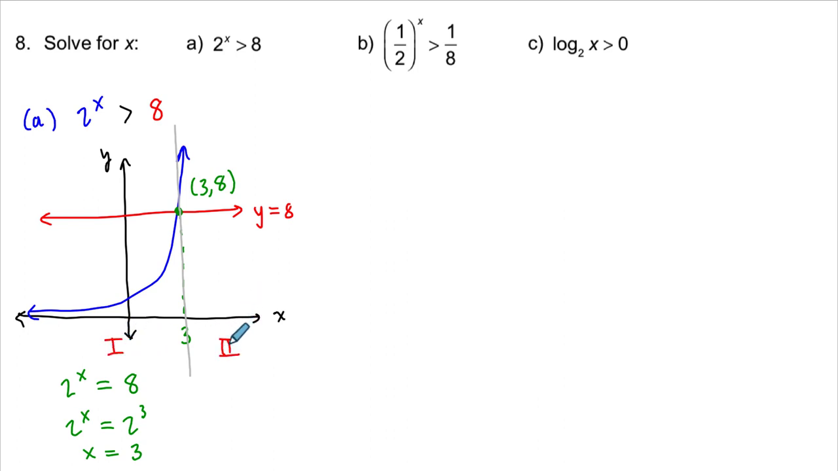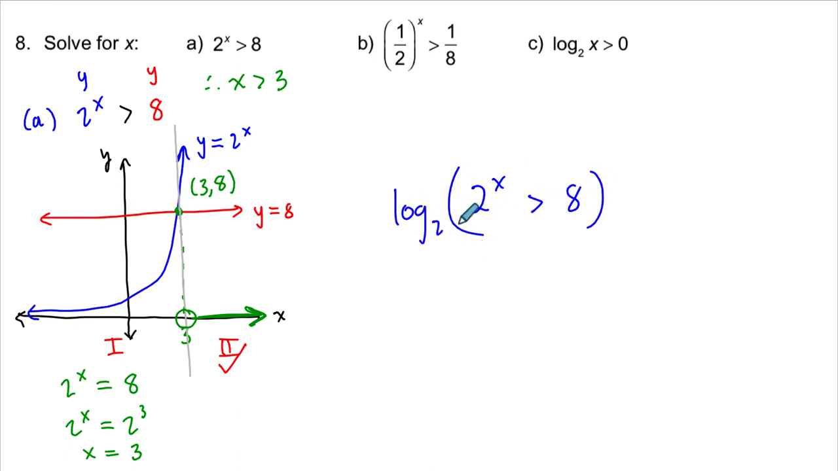Now we want to figure out what set of x values in region 1 or 2 or on the boundary makes the blue graph higher, because this is really a y value. We're saying y equals 2 to the x is greater than the red graph, which is y equal to 8. And the blue graph is higher in region 2, so we're looking for our x values to not be equal to 3, because we didn't want an equal to according to the question, and going to the right. So our solution to this first inequality is x is greater than 3. Now, I know what you're thinking. You could have said, you made it really hard. I could have just applied log base 2 to both sides of the equation, and I would have gotten x is greater than 3.